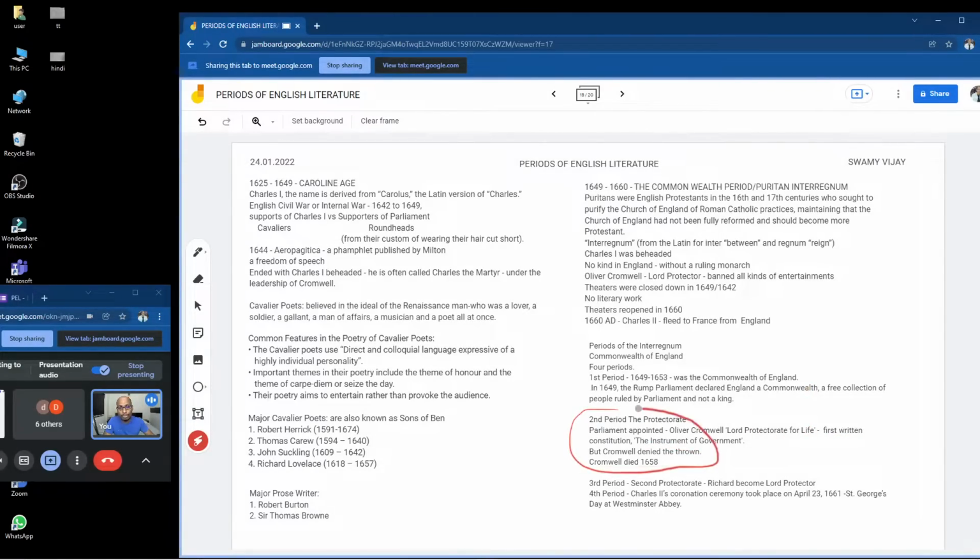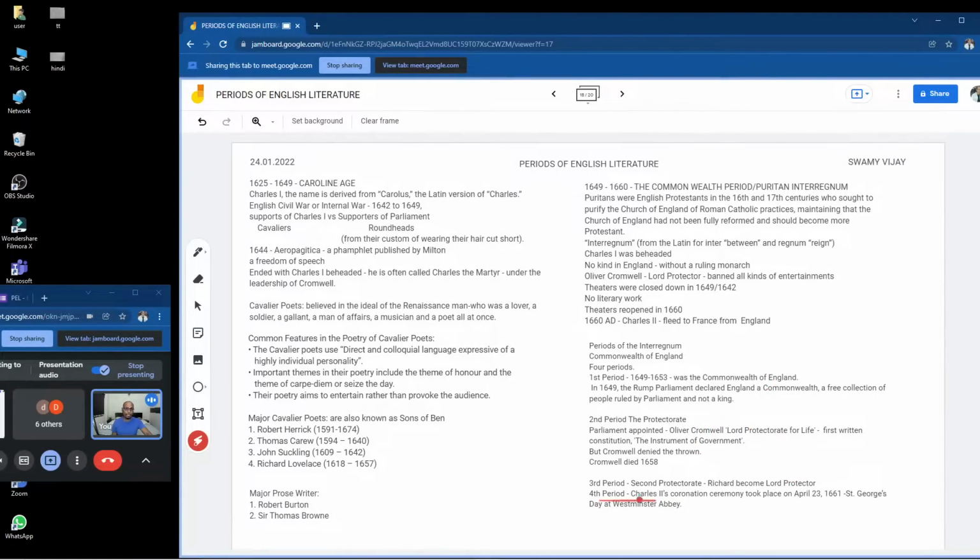But suddenly, due to malaria or some other disease, Cromwell died in 1658. Before that, he was offered the throne, but he denied it, because he knew that people would revolt against him also. After the death of Cromwell, the third period starts, called the second Protectorate, under a son of Cromwell. Richard became Lord Protector, but he was not dominant or skillful enough to control the Parliament and its activities, so he resigned.